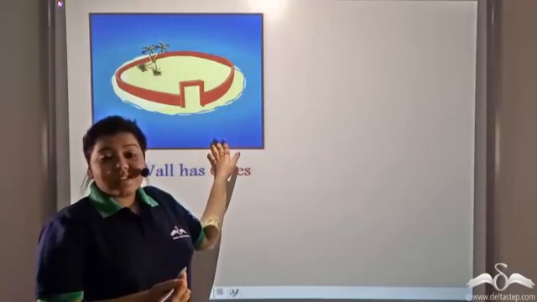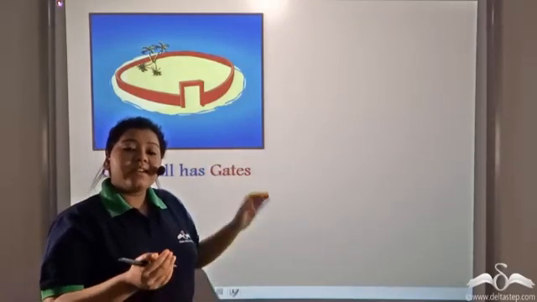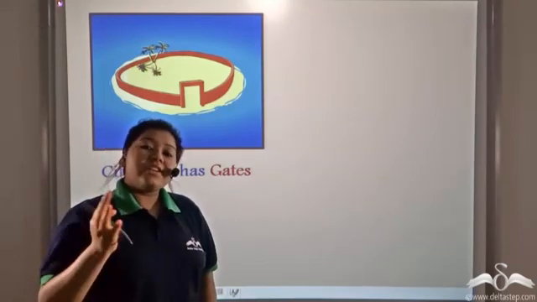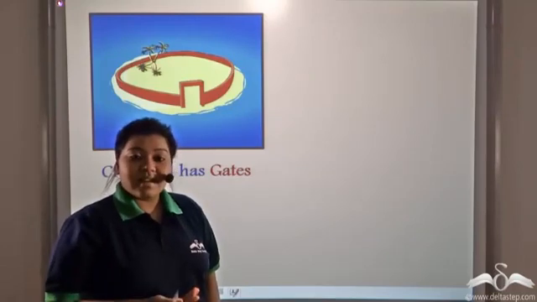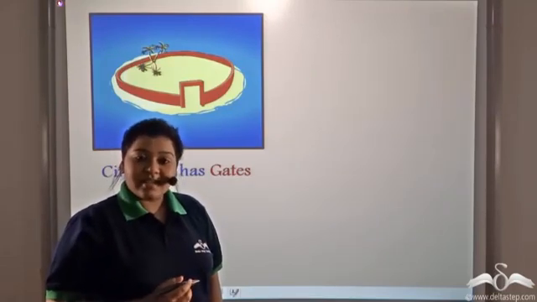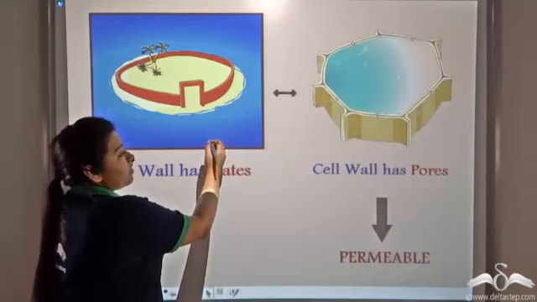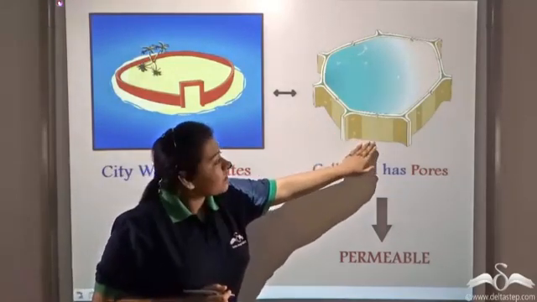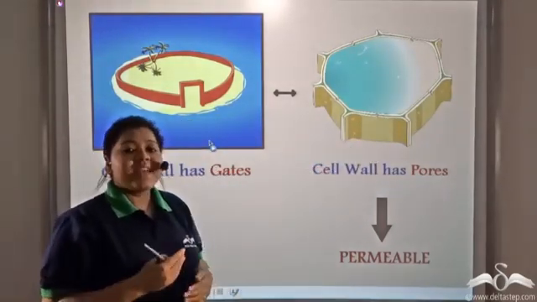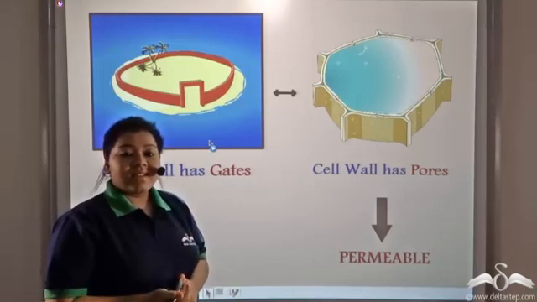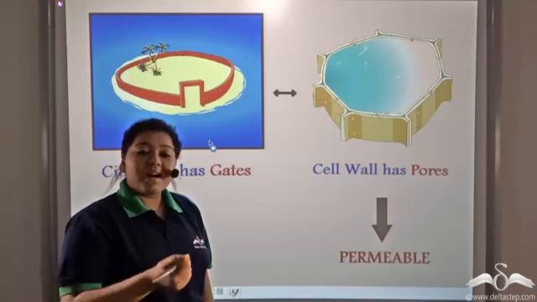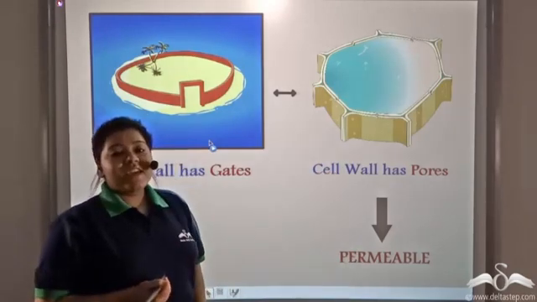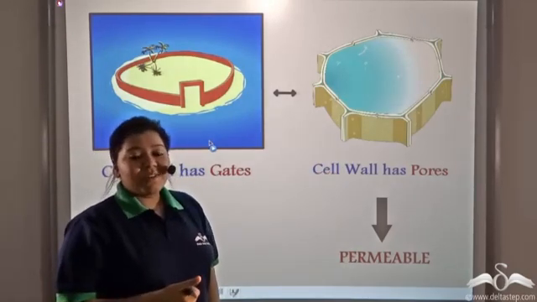So a wall was built around the city, but now people had to enter into the city or leave the city, and also raw materials had to be brought into the city for all the construction works. So for that, a gate had to be made. Similarly, the cell wall of plant cells have pores on them, which allows the free entry and exit of all molecules. And since it allows all molecules to pass through it, they are known as permeable. Now, let us verify if plant cells indeed have pores on their cell wall.